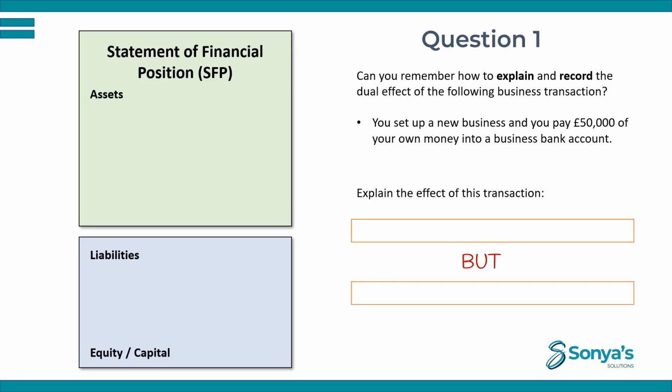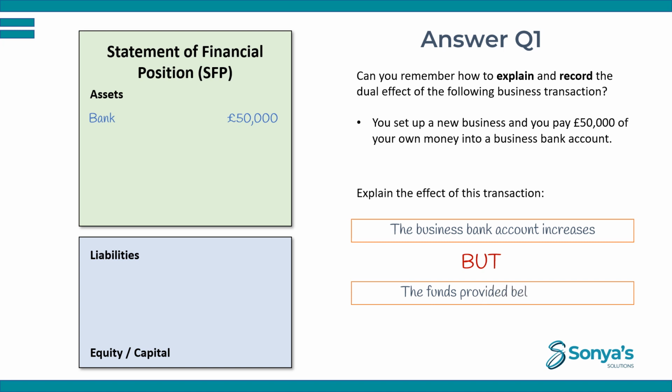Get ready to pause the video to give yourself time to read and answer the question. £50,000 has been paid into the business's bank account, creating an asset. You've effectively lent the business money, creating a liability. The liability is recorded as equity or capital.